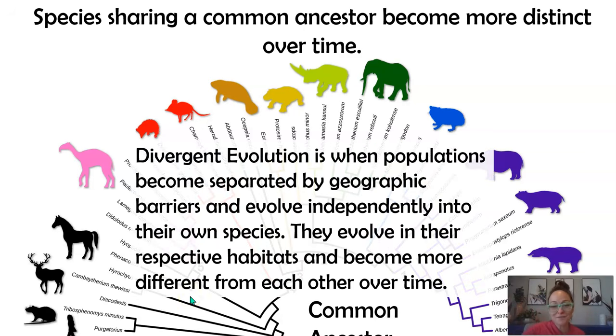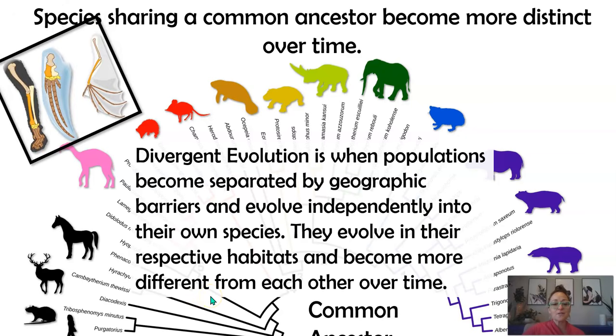So in divergent evolution, it's when populations become separated by geographic barriers and then they evolve independently into their own species. They evolve in their own respective habitats while being reproductively isolated, and they'll each undergo their own natural selection, genetic drift, mutations, sexual selection. So they're going to evolve independently of each other, and then they become more and more different over time. I think of divergent evolution as a very long time scale evolution that explains a lot of the diversity that we see on Earth.